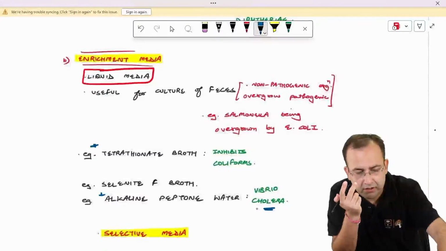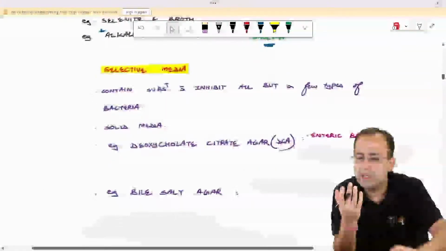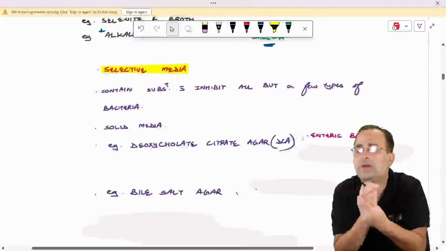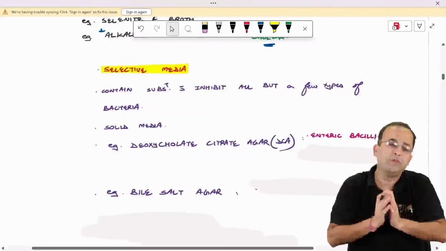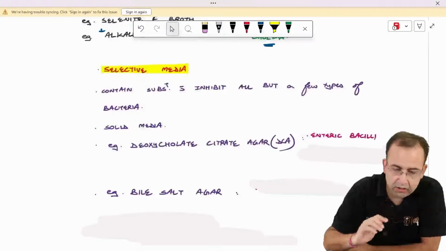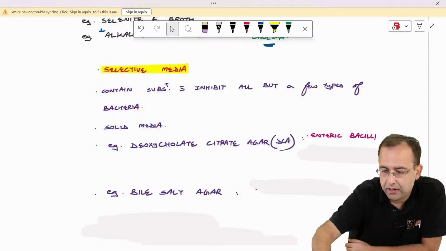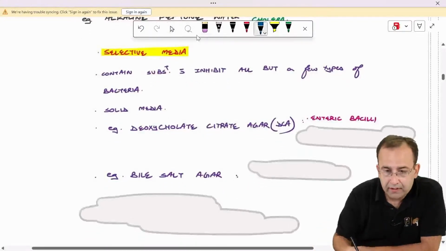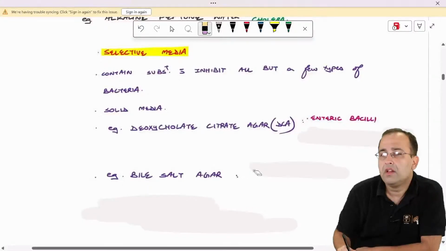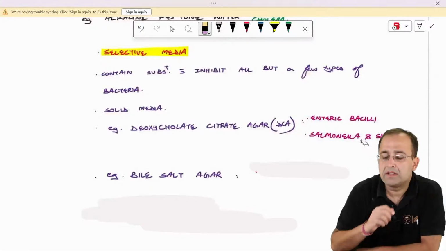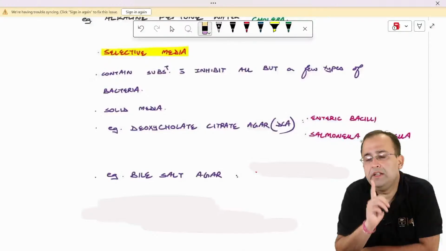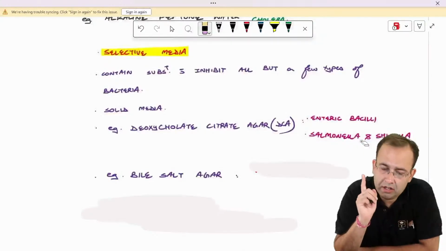Next is selective media. Selective media contain substances which inhibit all but a few bacteria. They are selective for the growth of a few bacteria. So deoxycholate citrate agar, DCA, is a selective media for enteric bacilli, which ones? Salmonella and Shigella. DCA, deoxycholate citrate agar: Salmonella and Shigella.